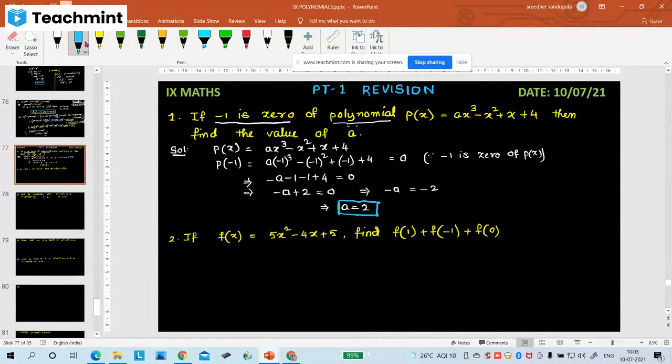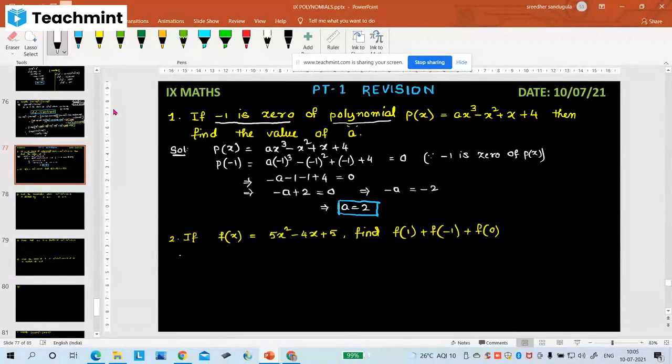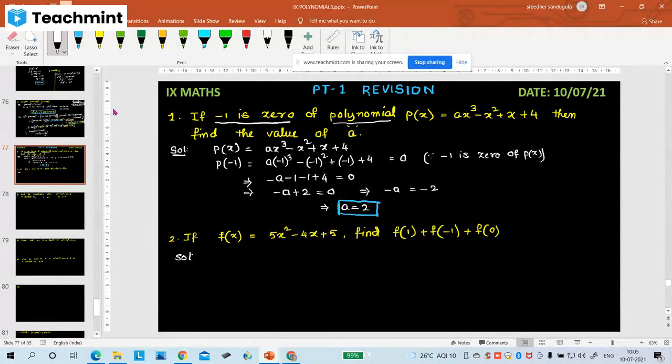Understood, children? Sometimes they will give the zero of the polynomial and they will ask to find either a or k, which is the coefficient of any of the x terms. So now let us see another problem I have taken here. This is also a short answer type question. Generally, the questions will be given for 1 mark and 2 marks. Mostly these will be given for 2 marks.